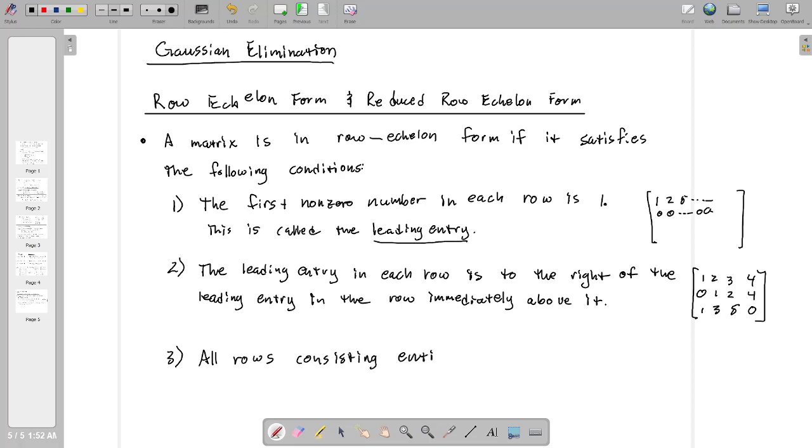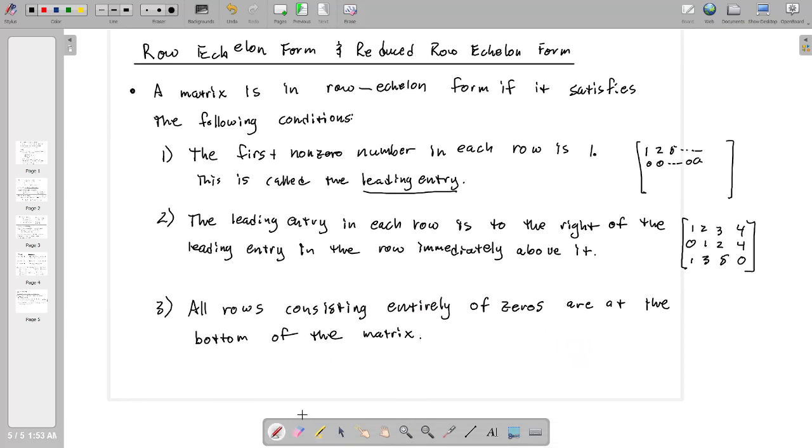3. All rows consisting entirely of zeros are at the bottom of the matrix. So every once in a while, you'll get a row of all zeros. Doesn't happen often, but it does happen. So what this is saying is that it needs to be at the bottom. So if we are to fit the first and second property, we might have something like this. 1, 2, 3, 4, 0, 1, 2, 3, and then 0, 0. And then we might have a 1 here, or maybe we have a 1 here with a 0 here. Now this would mean that it fits both of these properties.